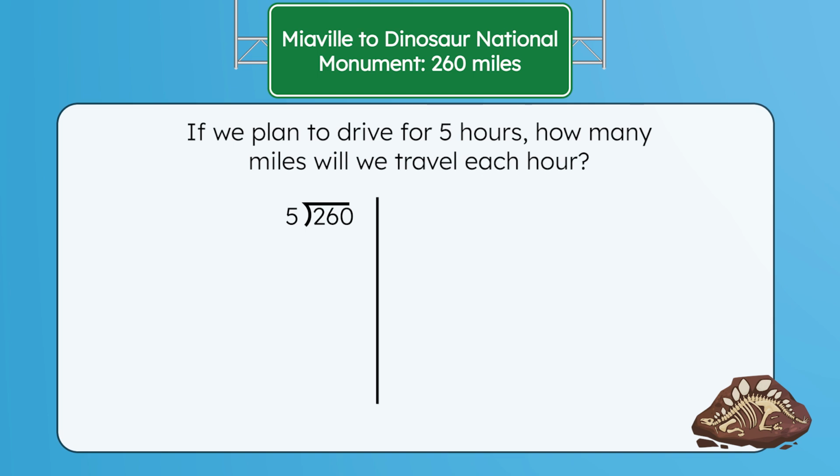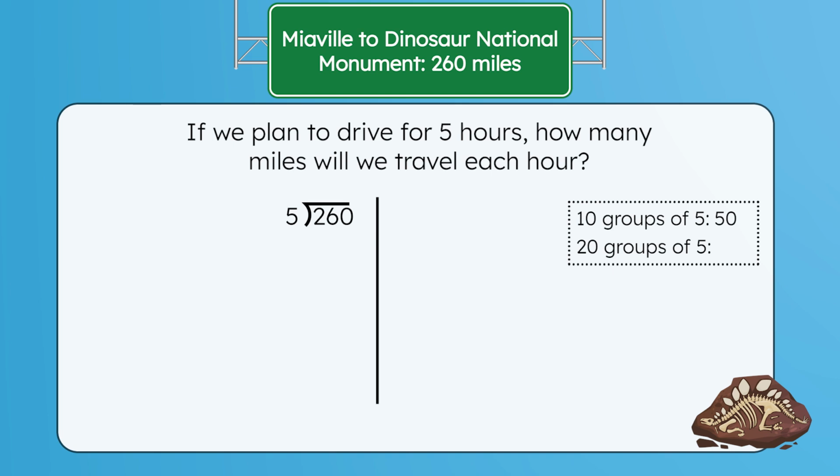Think of some larger multiples of 5. What would 10 groups of 5 be? 50. What about 20 groups of 5? Well, 2 times 5 is 10, so 20 times 5 would be 100. We can use these facts to help us as we solve. Let's start with 20 groups of 5. We'll record that to the side here.